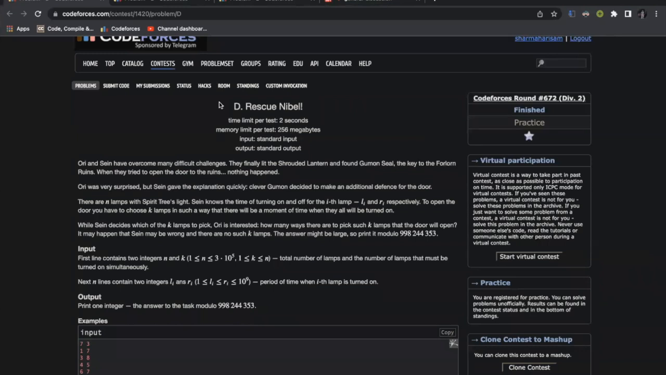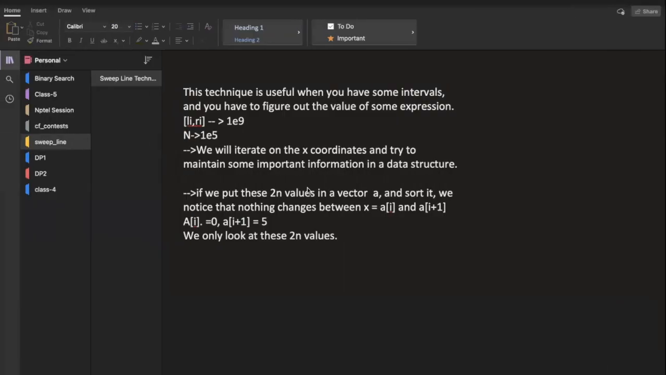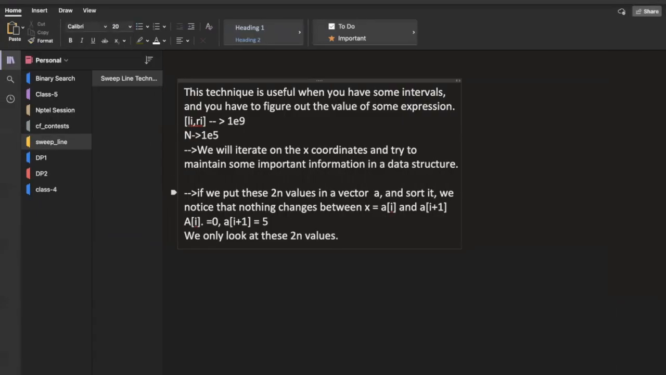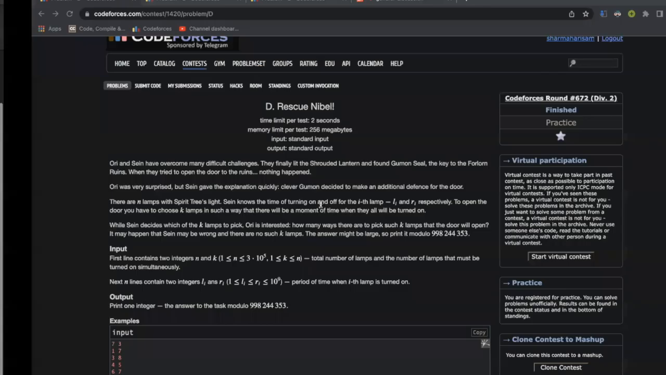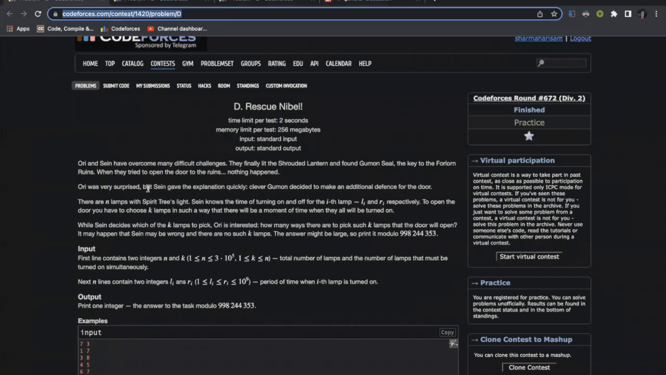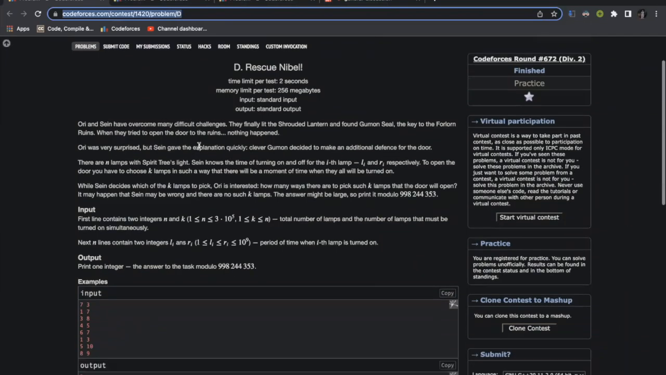It's called Rescue Nibel. It's problem D from Codeforces Round 672. I will just share the link in the chat box. Okay. All right. So the link is shared. Let's now read the problem. So we'll just ignore the first 2 paragraphs.